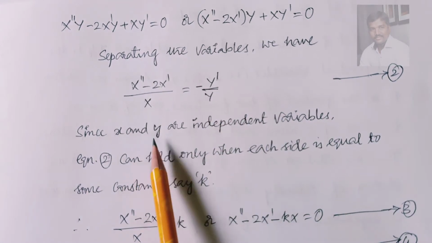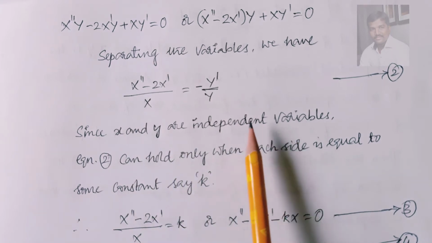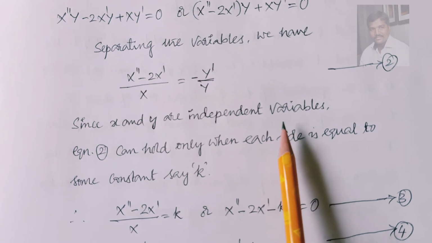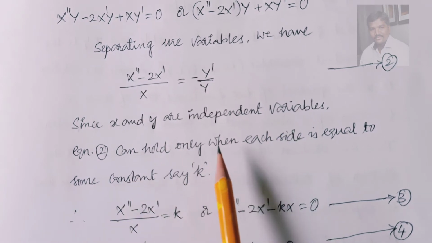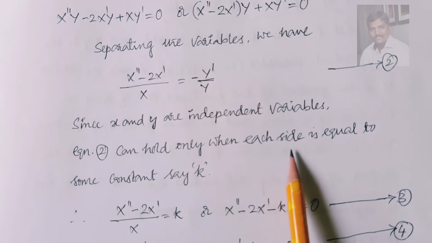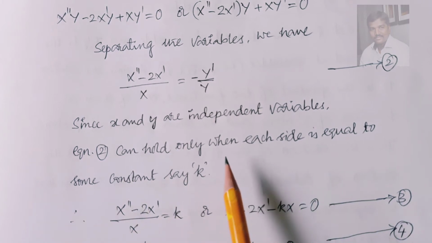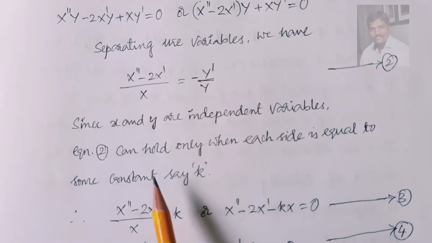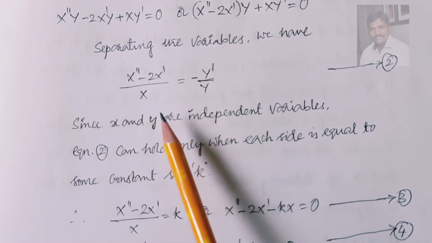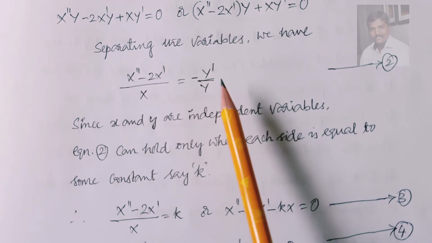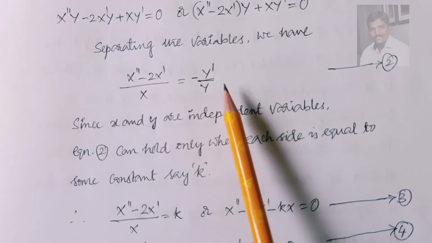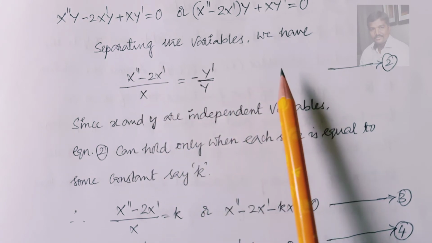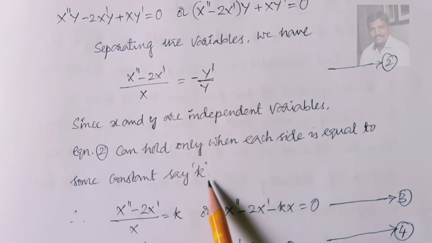Now here you can observe, since x and y are independent variables, equation 2 can hold only when each side is equal to some constant. Since small x and small y are independent variables, this can be possible only when each side is equal to some constant. That constant we will assume as some k.